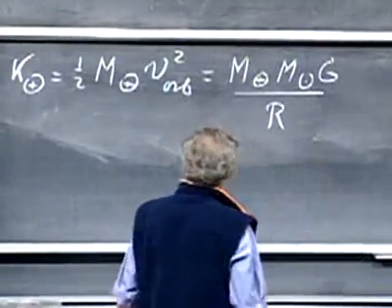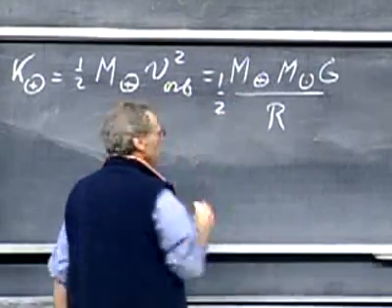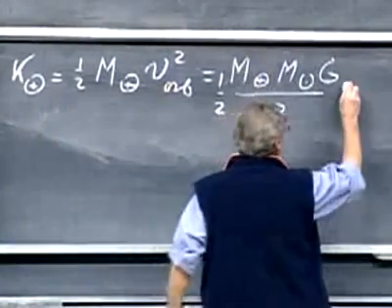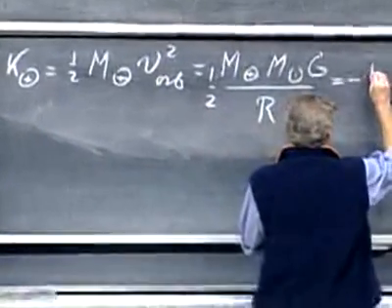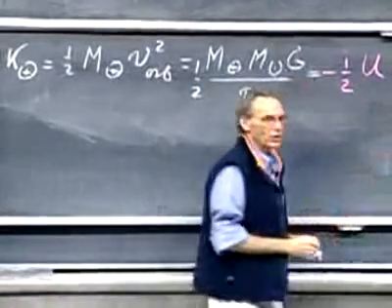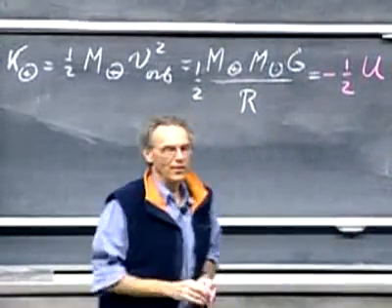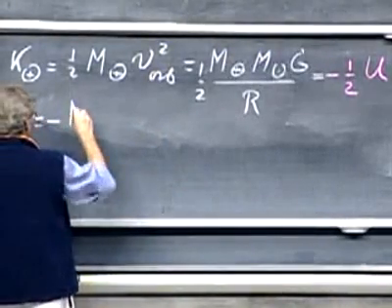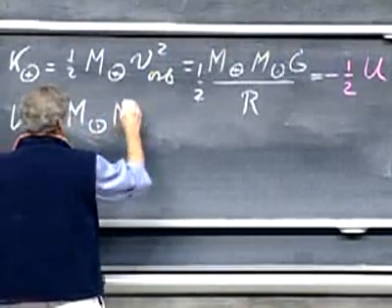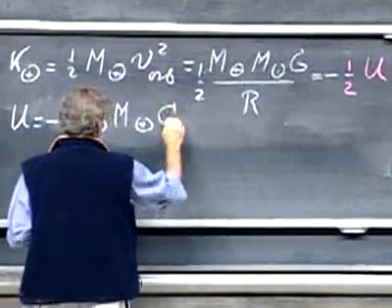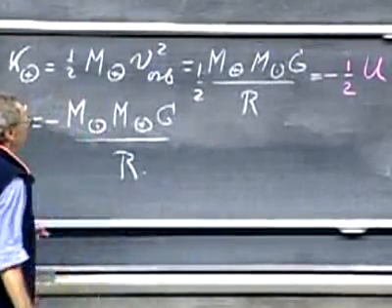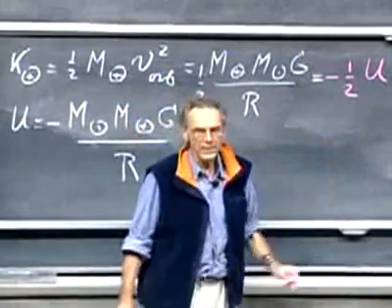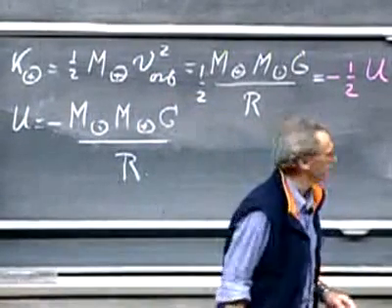But that, oh, there's a half here. Whenever I make a slip, you should always interrupt. So there's the half here. This is also minus 1/2 the potential energy. And remember, the potential energy equals minus m Sun, m Earth, G divided by r. So here you see plus half, here you see minus 1, so this is indeed minus half the potential energy.